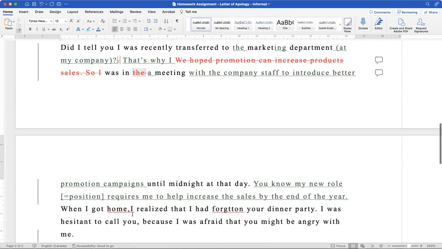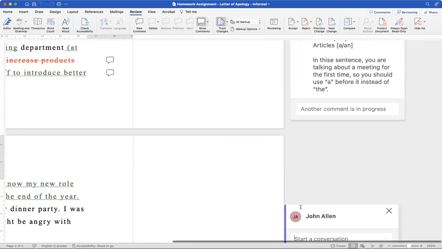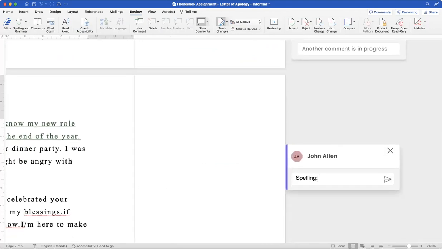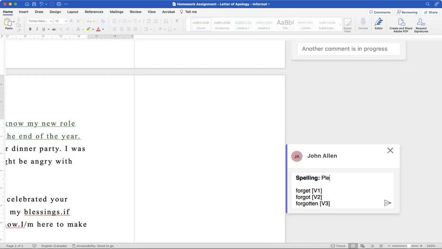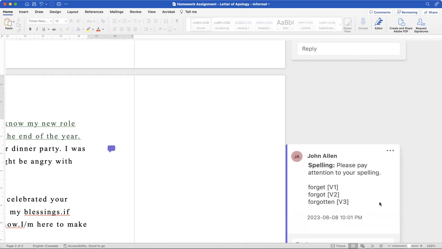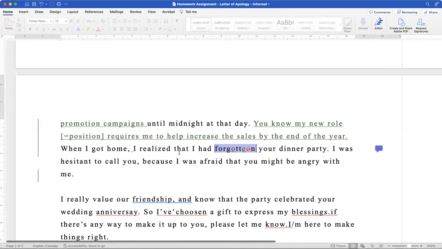When I got home, I realized that I had forgotten. Spelling mistake. Forgotten. Okay. I had forgotten. This is a spelling mistake. So please make note of your spelling mistake. Forget is present form. Forgot is past form. And forgotten is the past participle form. Forget, forgot, forgotten. So please pay attention to your spelling. When I got home, I realized that I had forgotten your dinner party.